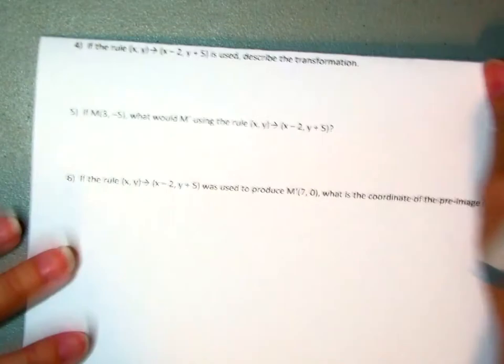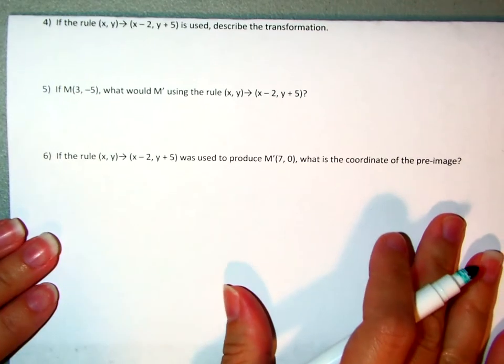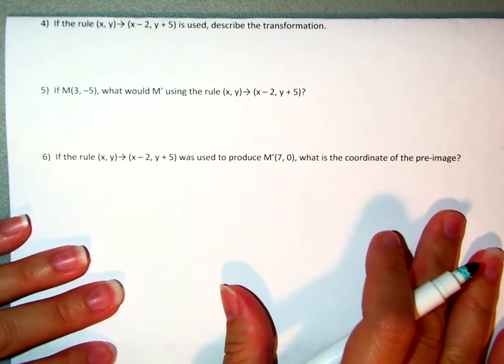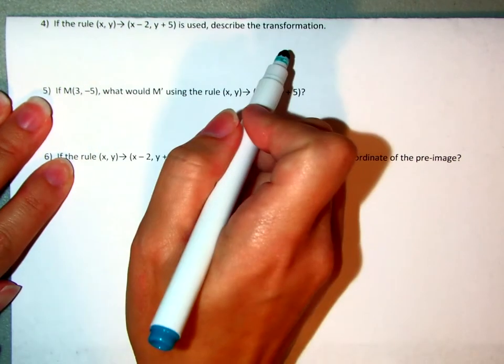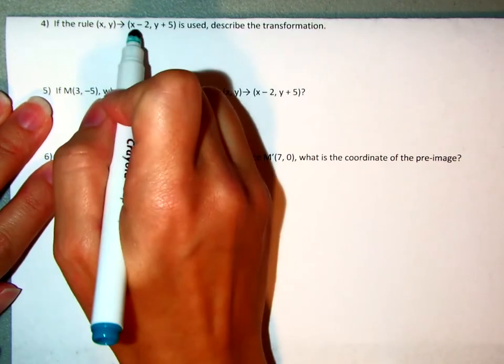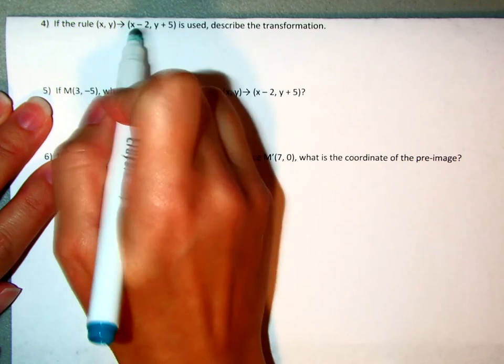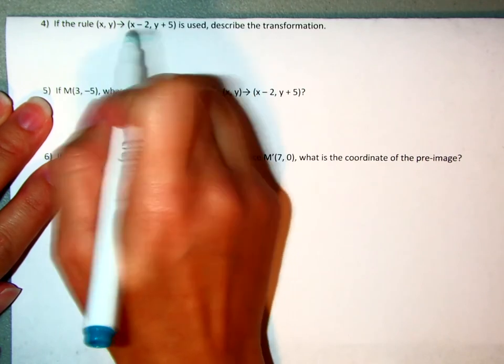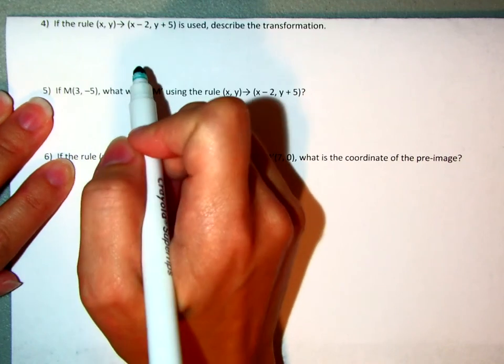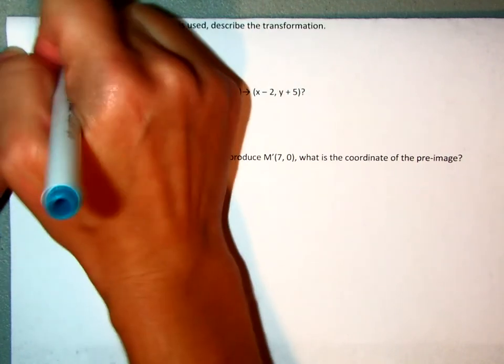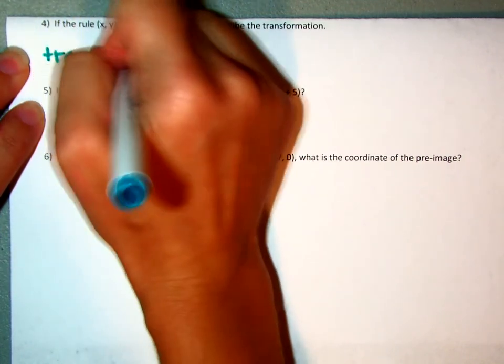Those problems are a little different than the ones on this side here, where we're just given information but no graph. Number 4 says, if we have the following rule, we're going to describe the transformation. Well, we automatically know it's a translation because if you can see X and Y have some numbers that are either added or subtracted from them. That makes it go in a slide or a translation. So the first thing I know is that we are dealing with a translation.